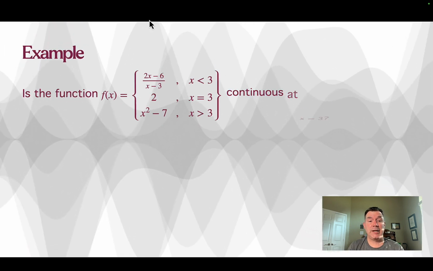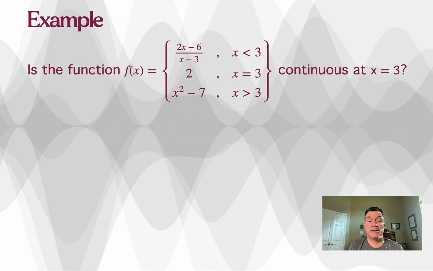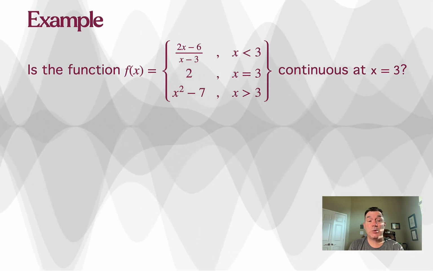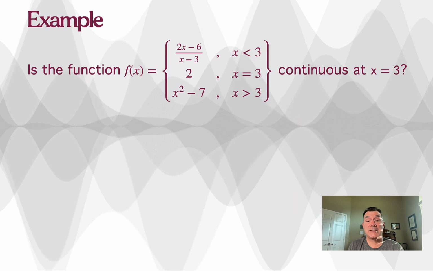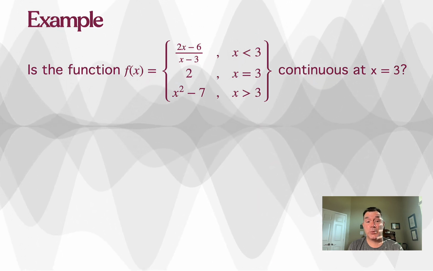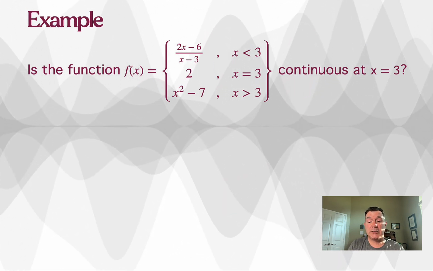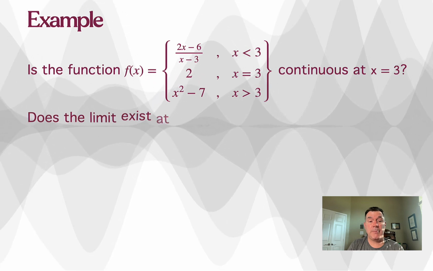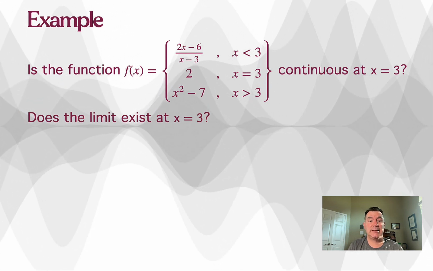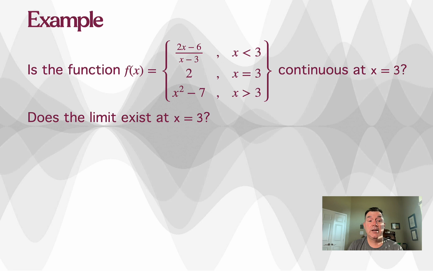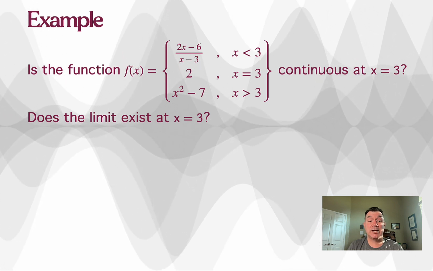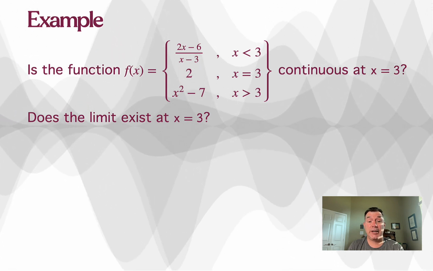All right, so here's an example. If we have this function, it is a piecewise function with three pieces, and we want to know if the function is continuous at x equals 3. So we need to check to make sure that all three conditions are met. If any of them are not met, then we can't say that the function is continuous at x equals 3. So the first thing we're going to look at is, does the limit exist at x equals 3?